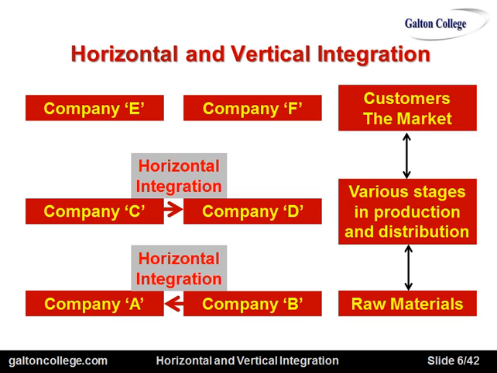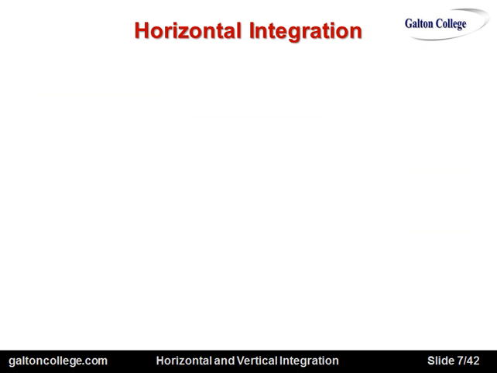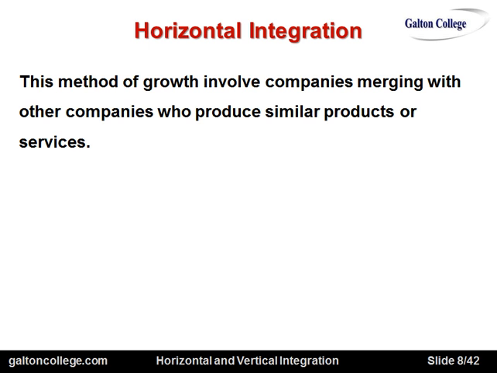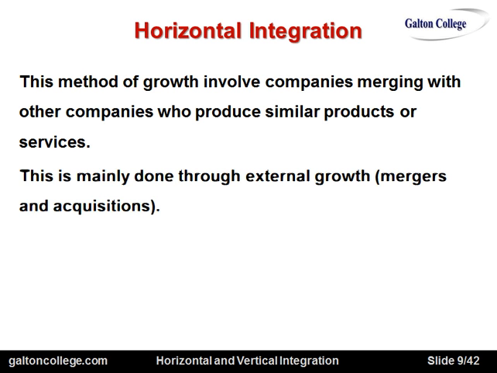Let's go into a little bit more detail and talk about horizontal integration for the moment. This method of growth involves companies merging with other companies who produce similar products or services. So it's the same type of business coming together. This is mainly done through external growth, for example mergers and acquisitions. One company forms a relationship or buys up another company at the same level. It merges perhaps, or it acquires, depending on which way it goes about it.